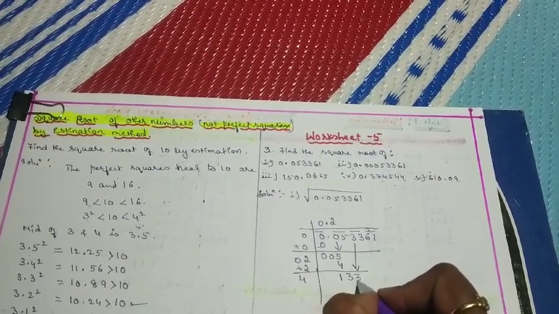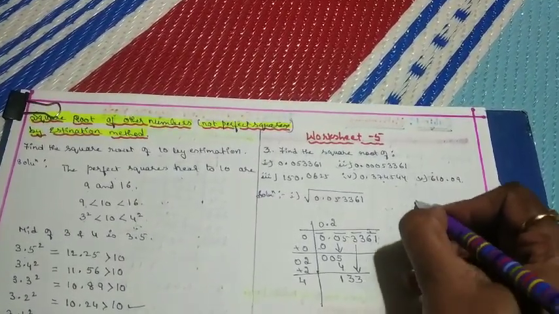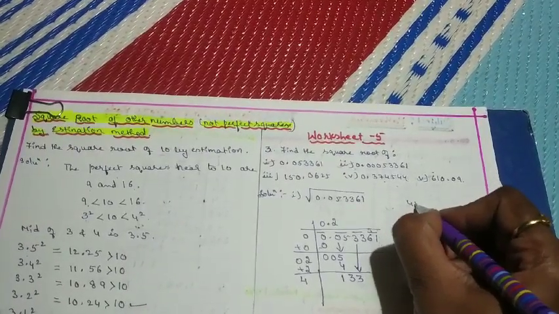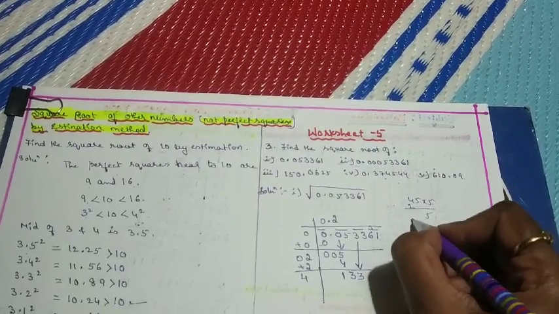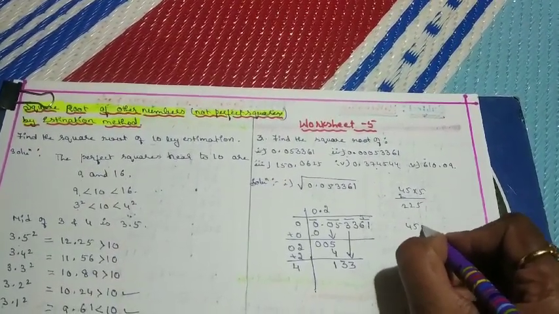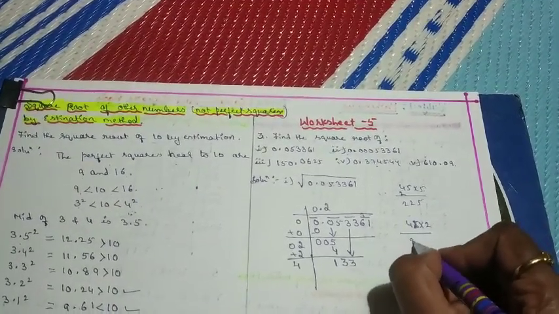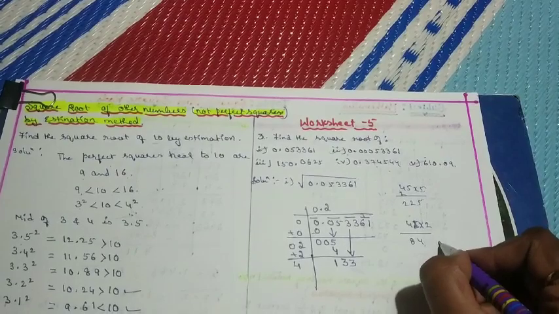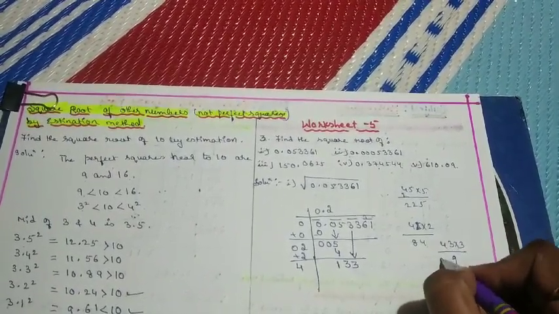Then it stands for 133. So let me go with the 5 table. 45 into 5: 5 5s are 25, 5 4s are 20, 22. It becomes greater. So let me go with the 2. 42 into 2 is 84, which becomes smaller than this. Then 43 into 3: 3 3s are 9, 4 3s are 12.